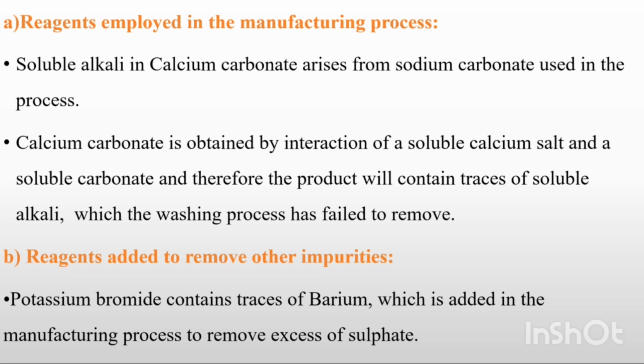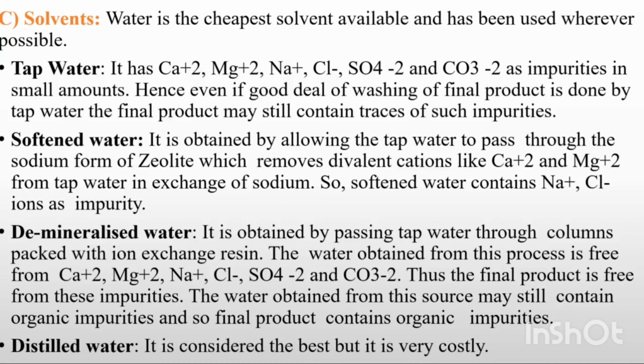Firstly, the reagent employed in the manufacturing process. Then the reagent added to remove the other impurities, like give these examples and explain. Then solvent: कौन से solvent हम use करते हैं, like tap water में किस type की impurities present होती है. Then softened water, then demineralized water, then distilled water. Distilled water is considered the best but is very costly. Then tap water, हम हर एक process में tap water अगर use करेंगे तो इसके अंदर minerals present होते हैं, and it will give the impurities and they will go into the final product.